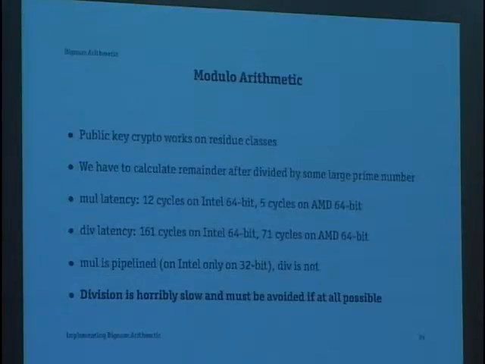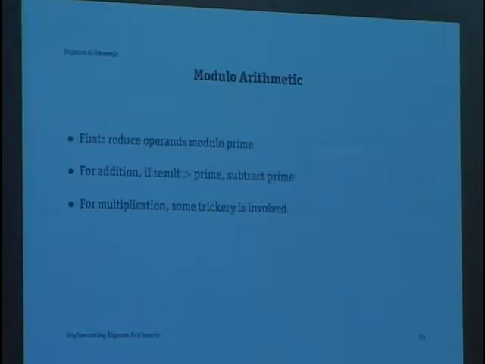And it turns out that multiplication is pipelined on Intel only in 32-bit, which is kind of odd. But division is not pipelined, so you can have more than one multiplication outstanding, but only one division. And division takes 161 cycles, so this is really bad, right? So we have to avoid this, if at all possible, and it turns out there are some tricks you can do.